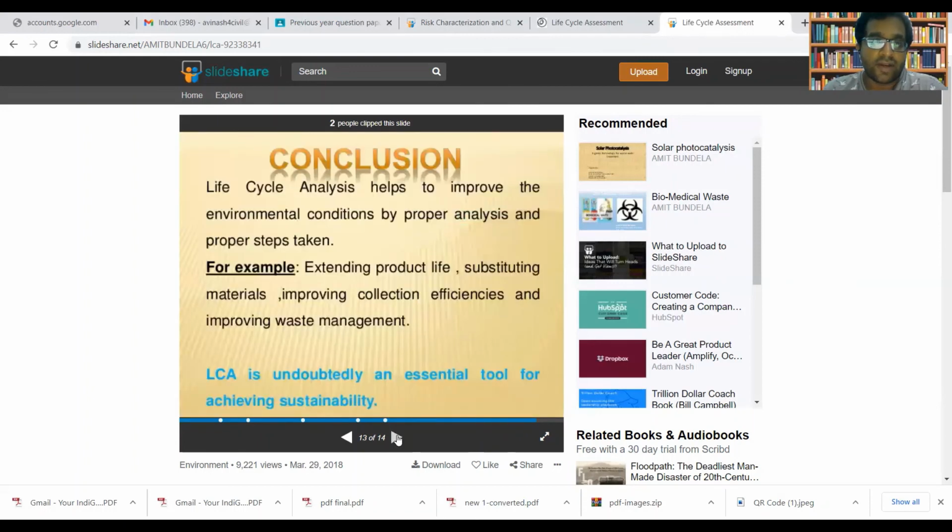So we have seen the different steps in life cycle analysis. If you remember, we define the scope or goal, then inventory analysis, impact assessment, and the final one is interpretation. These are the four steps. In conclusion, we can say that life cycle analysis helps to improve the environmental condition through proper analysis and proper steps taken. We'll discuss more regarding life cycle analysis. So you got some basic idea. We'll continue.